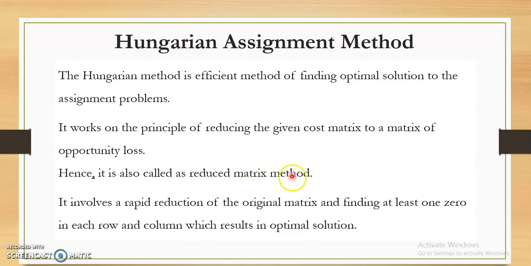At each and every step we are reducing the matrix, by certain row operations, column operations, or some basic mathematics. So it is called the reduced matrix method, as it involves a rapid reduction of the original matrix and finding at least one zero in each row and column, which results in the optimal solution. So to reach the optimal solution, this method takes as its basis obtaining at least one zero in each row and in each column.